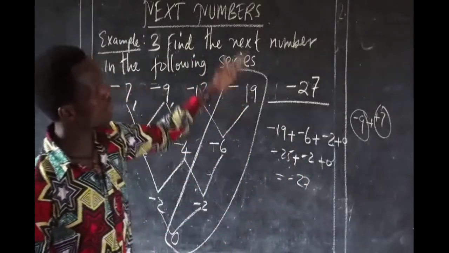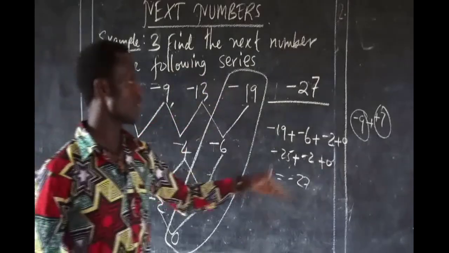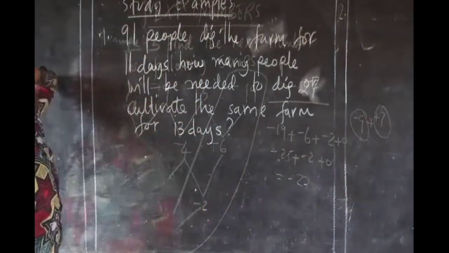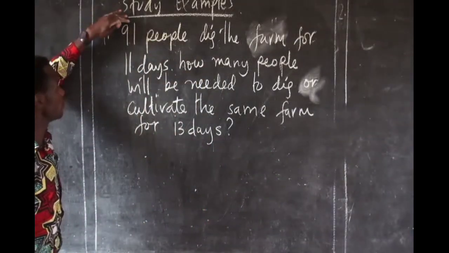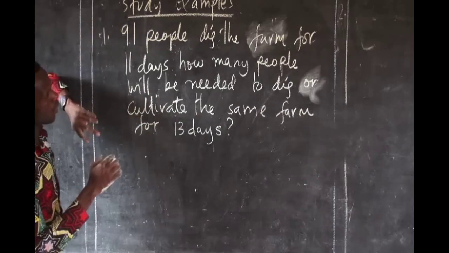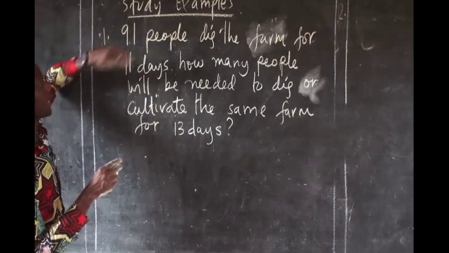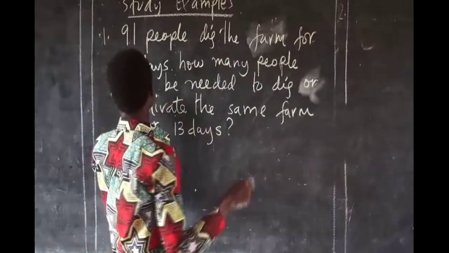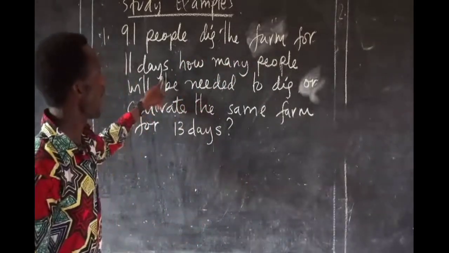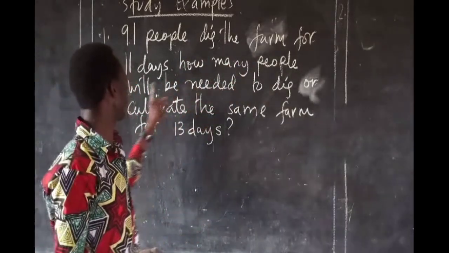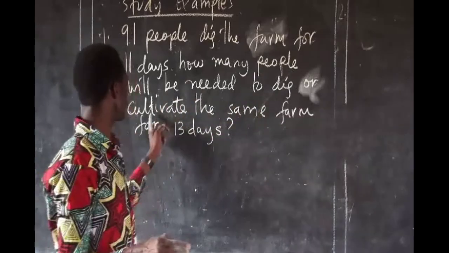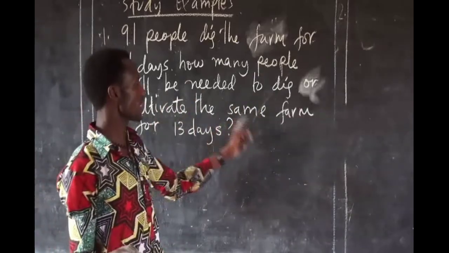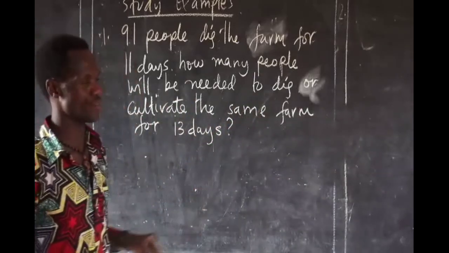We just have the start example of the next number so as we finish up. Now, let us see the start example. We just want to look at first one example here. Start examples. 91 people did the farm for 12 days. How many people will be needed to dig or to cultivate the same farm for 13 days?